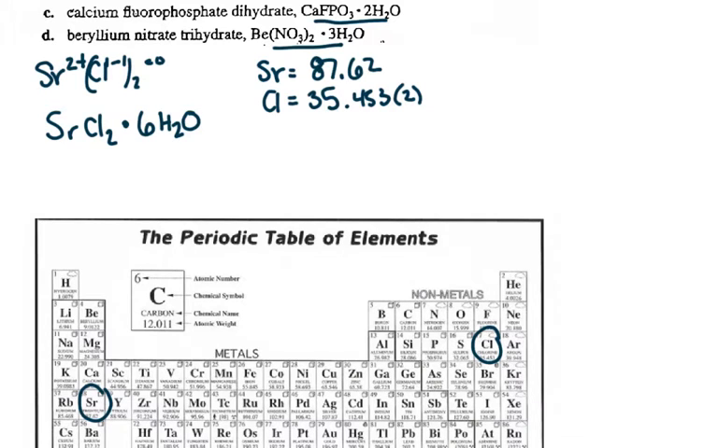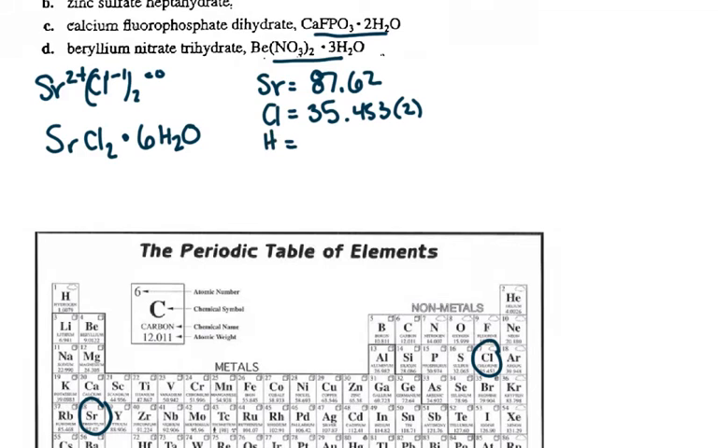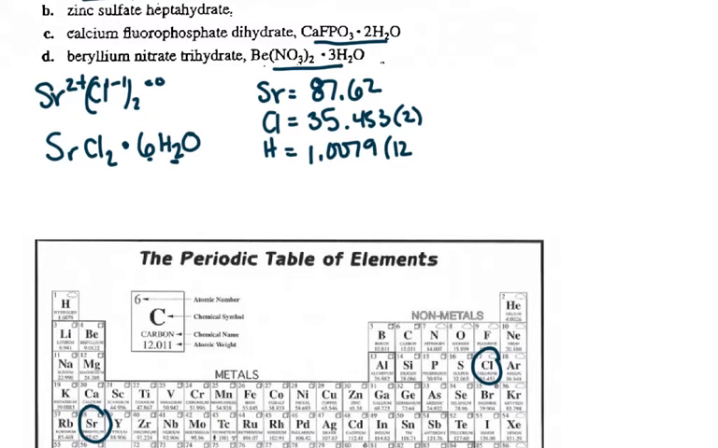I have 2 chlorines. Hydrogen is next, 1.0079, and I have 12 hydrogen, right? I have 2 hydrogens 6 times, so that's 12 hydrogen. And then the last one is oxygen, which on here it says 15.999, and I have 6 oxygen. So I'm going to go ahead and multiply those out and then add them up.